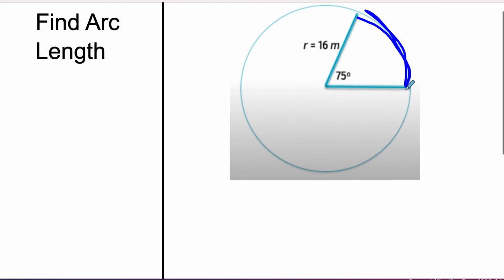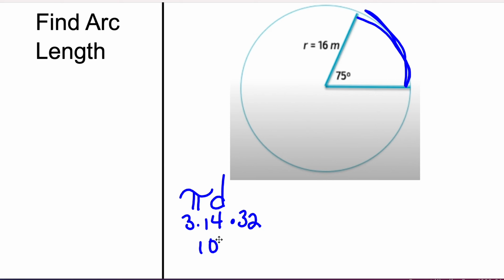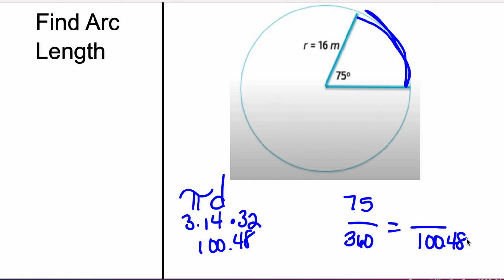All right, so let's take a look. Circumference is pi times diameter, so 3.14 times 32. When I do that, I get 100.48, so I need to use that in my proportion. I have 75 degrees over the 360. I know the circumference of the whole thing is 100.48. So I cross multiply these two, divide by this one, and I get 20.93. It is repeating, but we're just going to round.